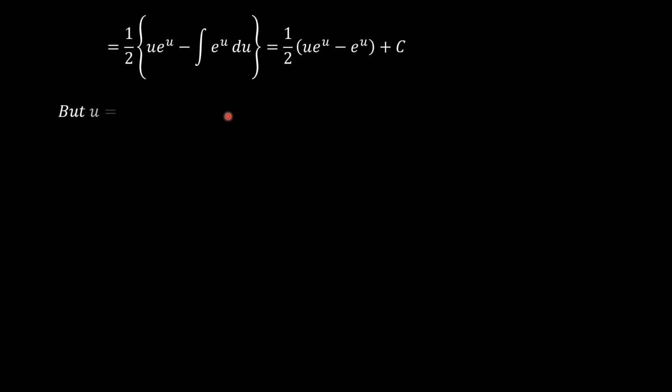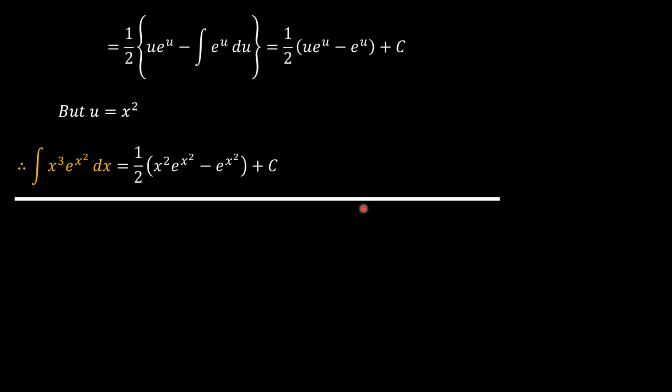Going back to the x domain, since we know u to be equal to x squared, the integral of x cubed times e to the power x squared is the same as a half times x squared, in place of the u here, times e to the power x squared, minus e to the power x squared, plus the integration constant. And that was the answer that was expected of us.